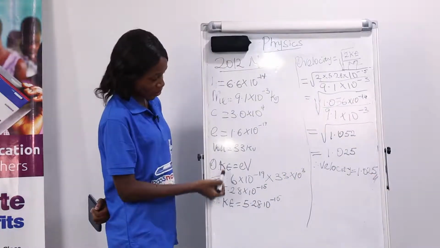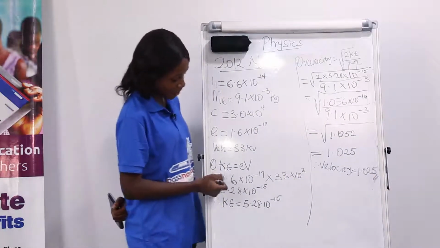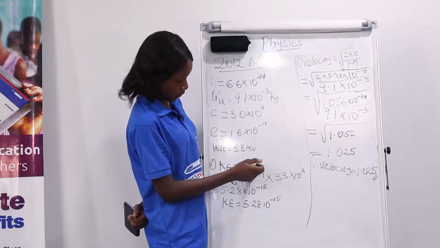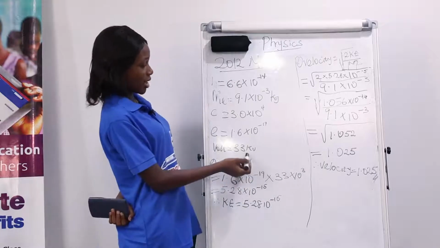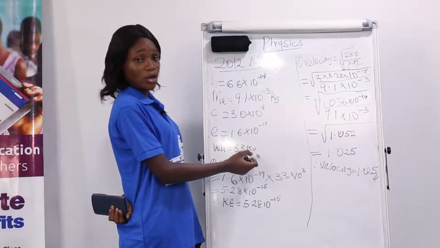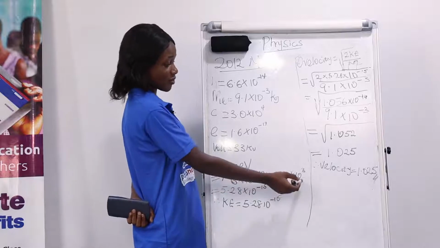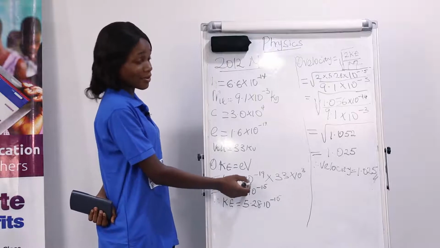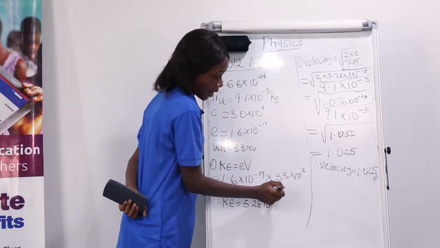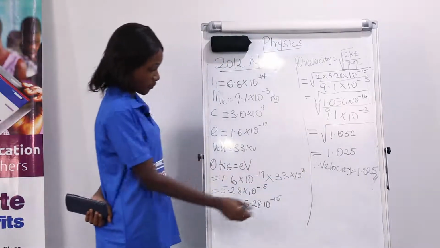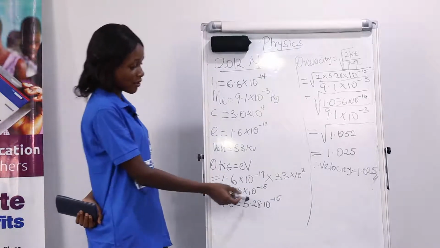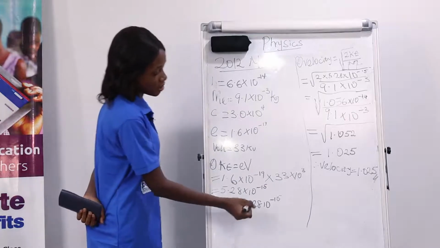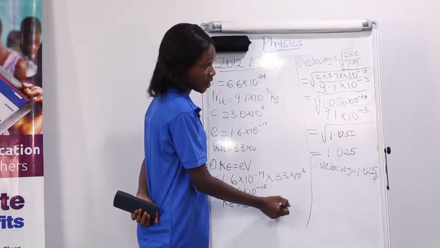Let's take a quick rundown at the whole question. We have to first of all calculate the kinetic energy, which is the electron times the volts. And now we are given our volts as 33 kV. Converting into volts is 33 times 10 raised to the power 3, that is times 1000. That is 1.6 times 10 raised to the power minus 19 times 33 times 10 raised to the power 3, which gives us 5.28 times 10 raised to the power minus 15. And therefore, our kinetic energy is 5.28 times 10 raised to the power minus 15.